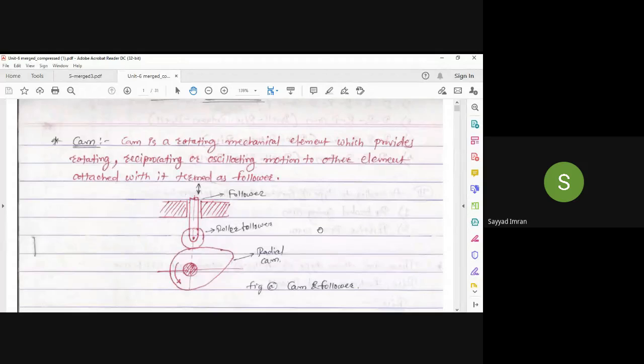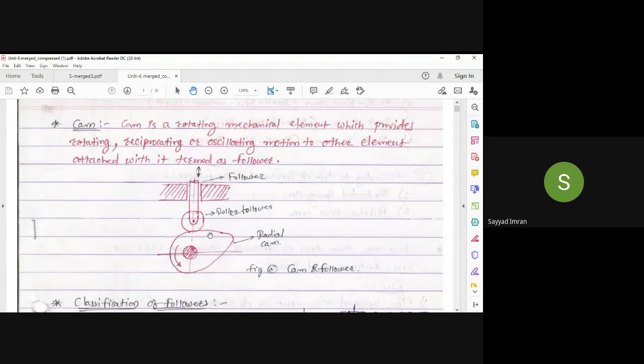Here is the figure in front of you, where you can find a radial cam that is rotating, and above the cam there is a follower. In this figure I have drawn a roller follower. When the cam is rotating, the follower is translating, or sometimes oscillating. The follower has upward and downward movement, correct?